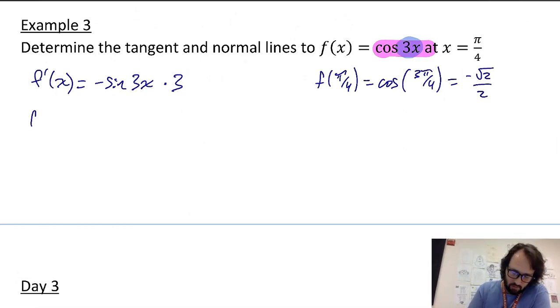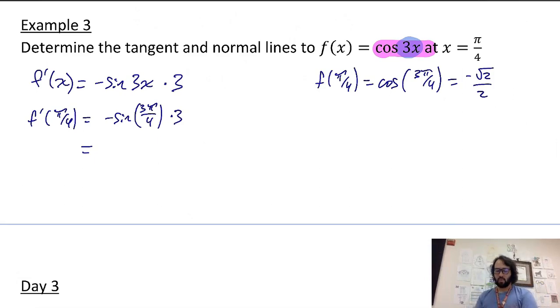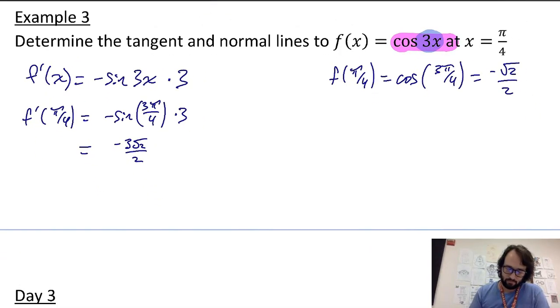Now I can find the slope, so f prime of pi over 4 would be negative sine of 3 pi over 4 times 3. Sine of 3 pi over 4 is positive root 2 over 2, so times the negative is negative root 2 over 2 times 3 is negative 3 root 2 over 2. There is my slope of the tangent line.